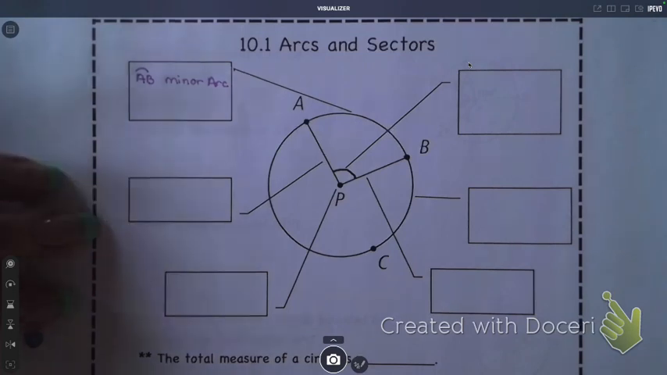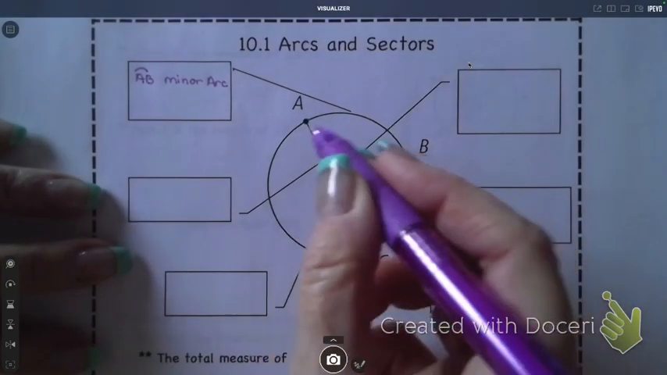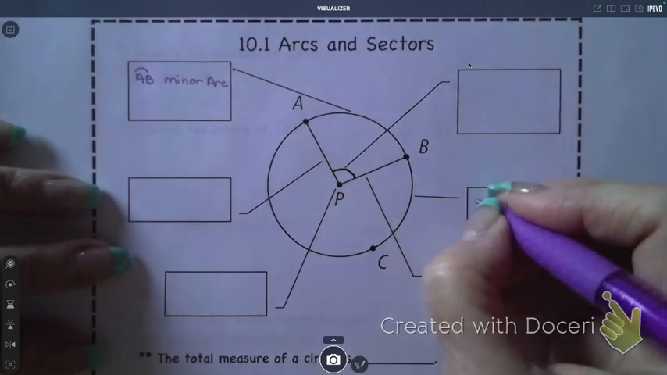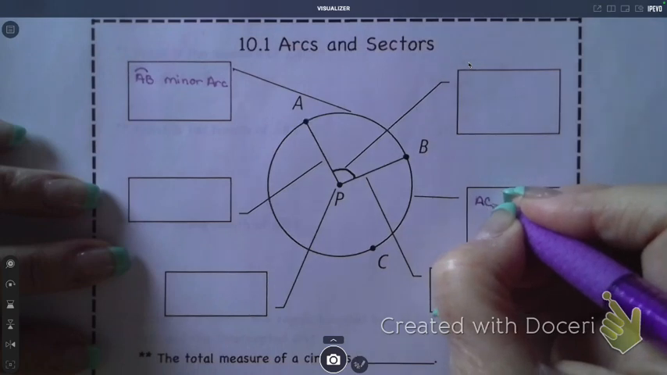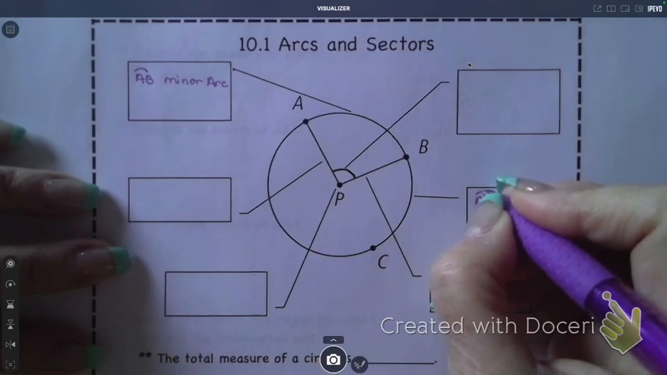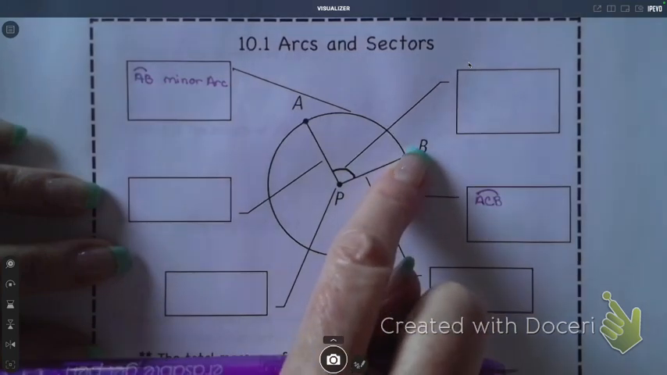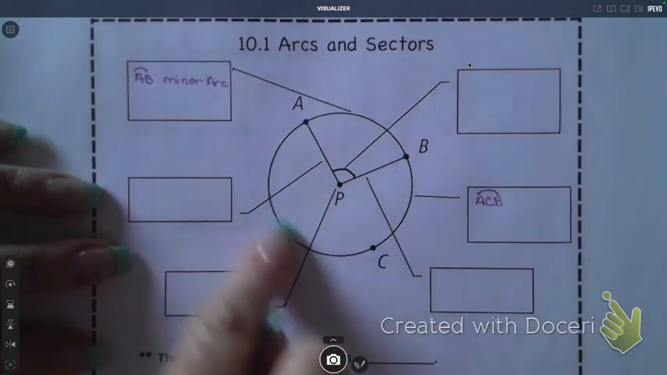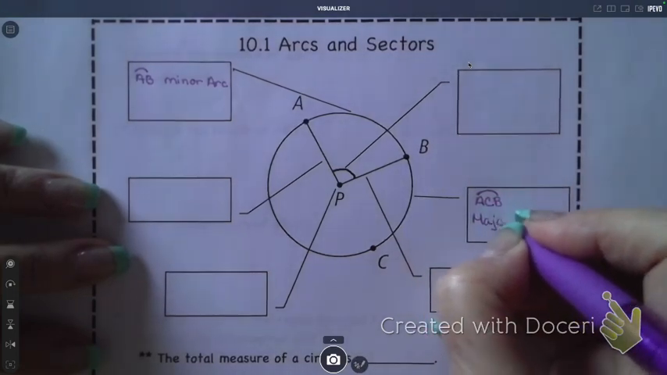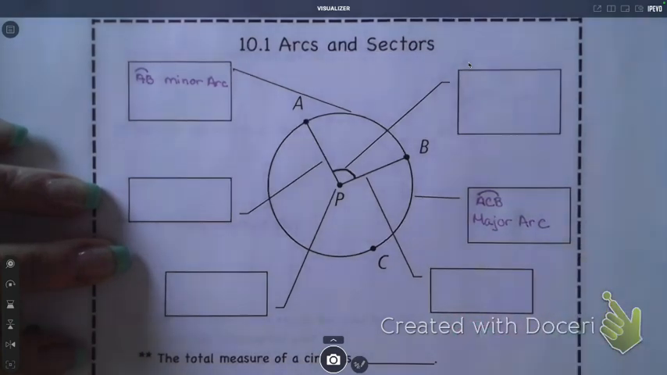Well, what do you think the major arc is then? The rest of it. And I'm going to name it ACB. Why would I name it ACB? Because AB would be like this, right? So if A is C in between B, it needs to be in the order that it falls. It's called a major arc. And why is one major and one minor? One's big, one's little.